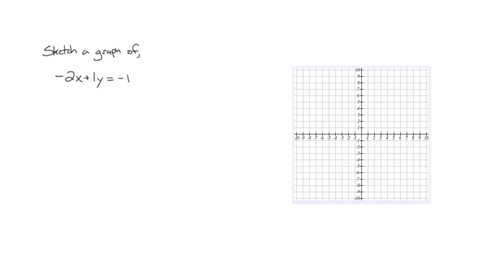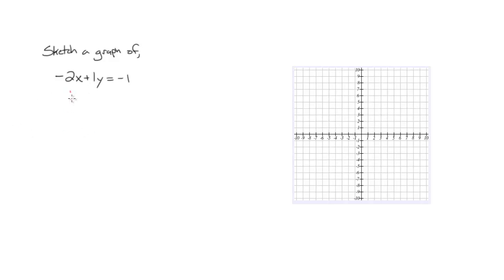All right, here we're being asked to sketch a graph of this linear equation in two variables. There's a couple different ways of doing this. What I'm going to do is use the slope-intercept form. In order to get slope-intercept form, I first need to solve this equation for y. This one is not too bad.